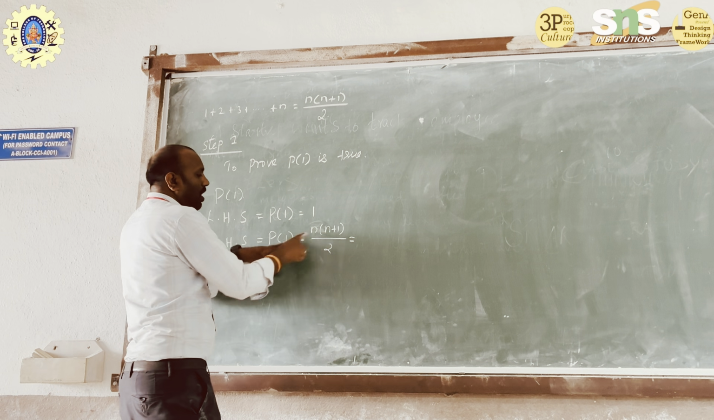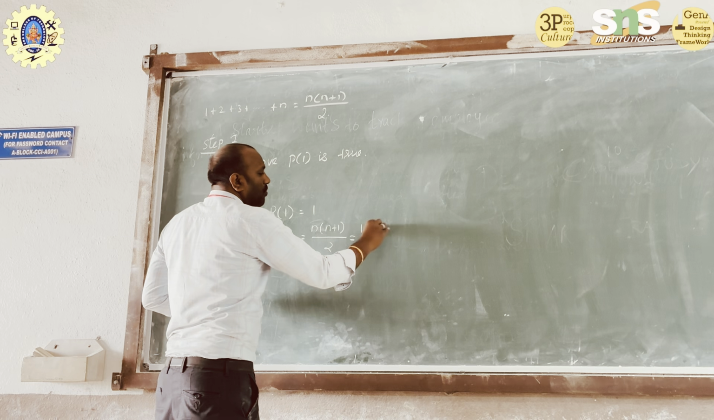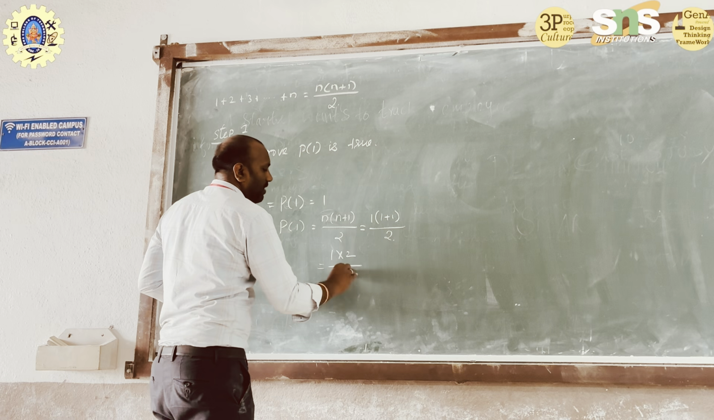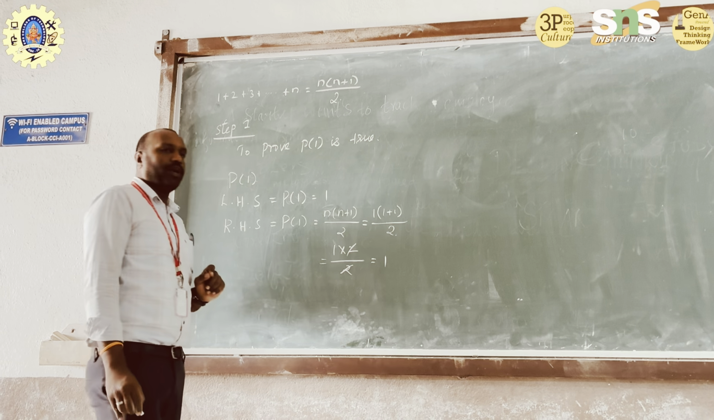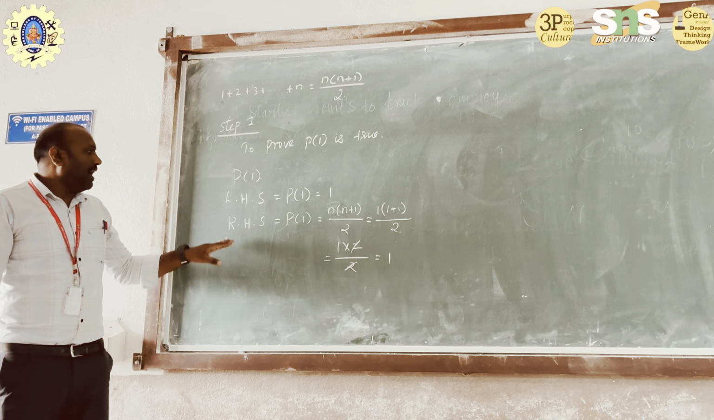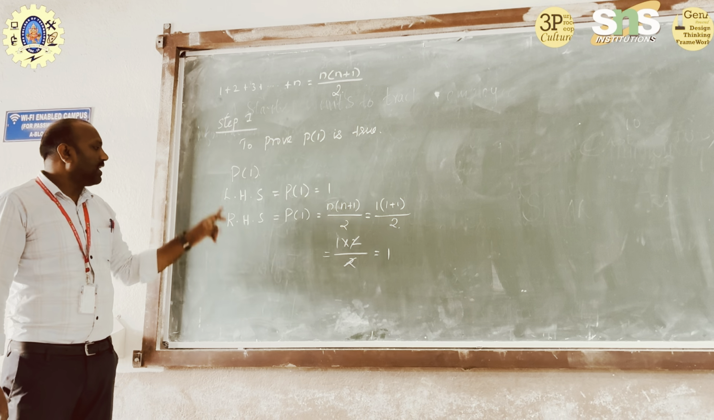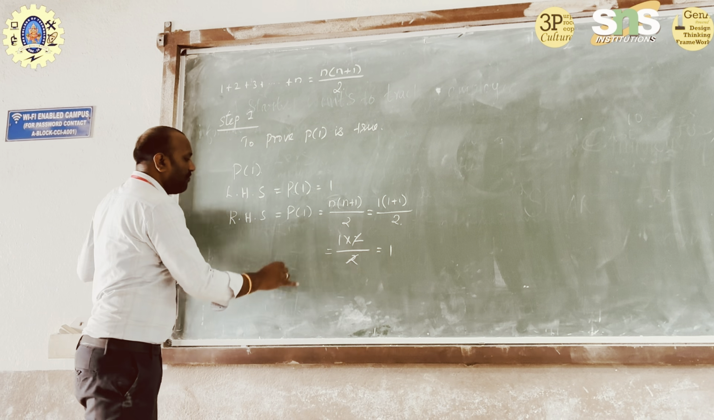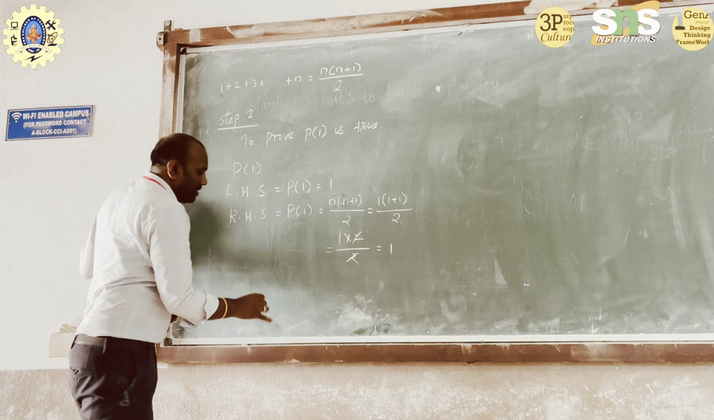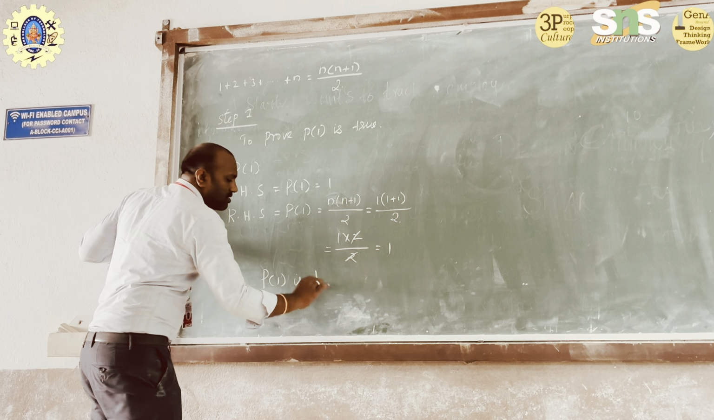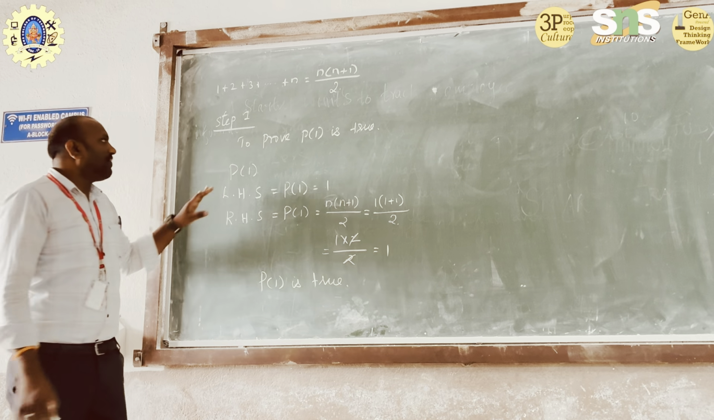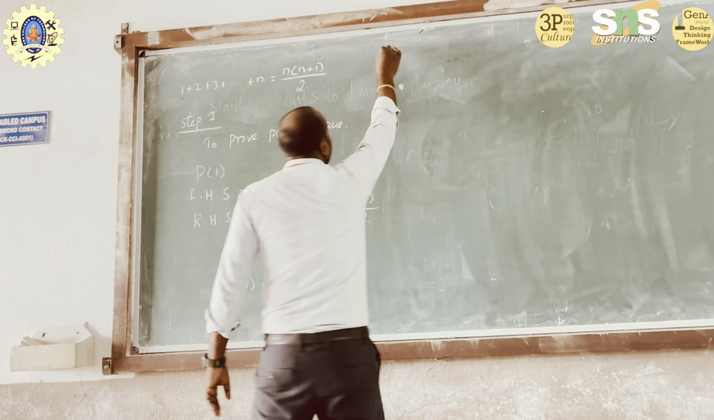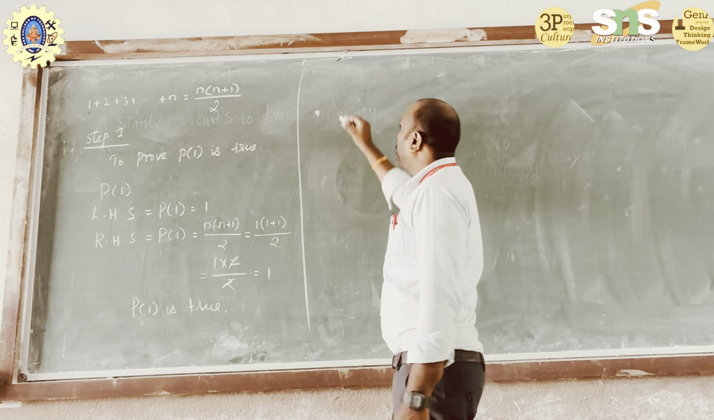Then we have to replace the value of n with 1. Then 1 into 1 plus 1 divided by 2. Then 1 into 2 divided by 2. Then it is 1. So the LHS value is 1, and the RHS value for P of 1 is also 1. So both will be the same value. Then P of 1 is true. So the first step is completed when P of 1 is true. Then next, step 2.